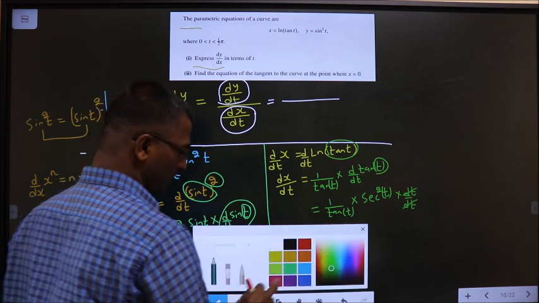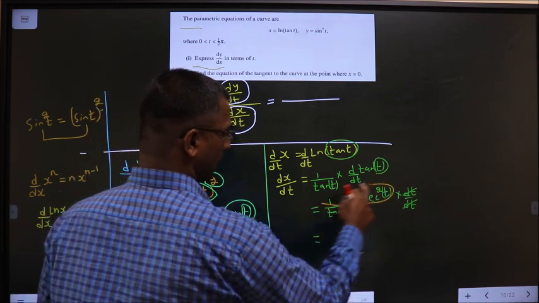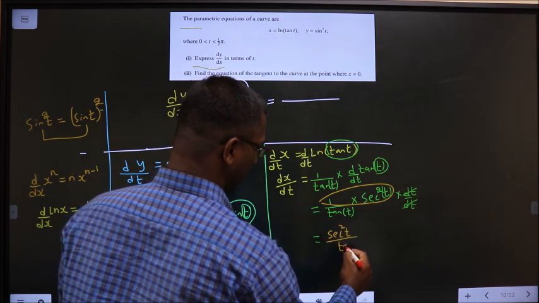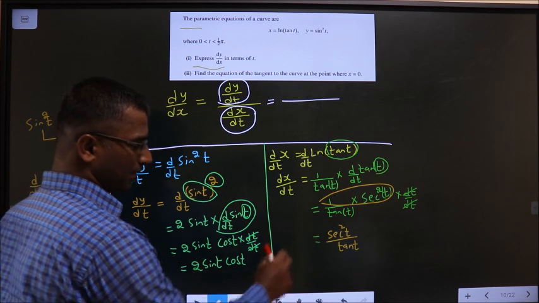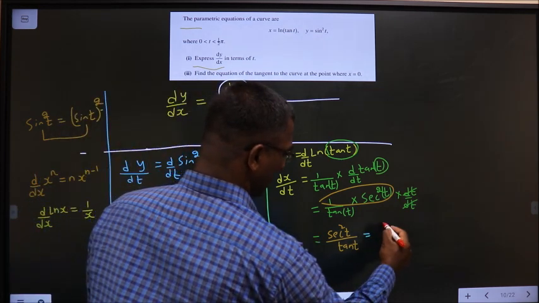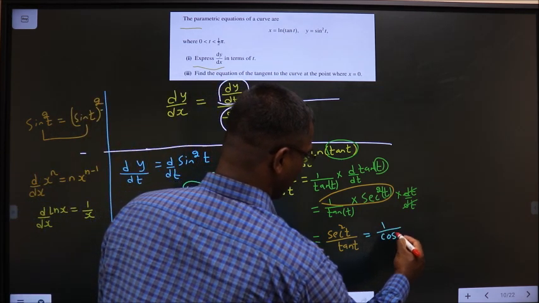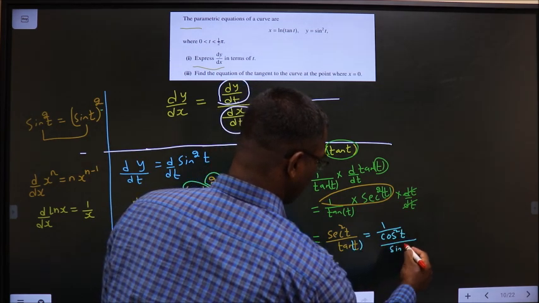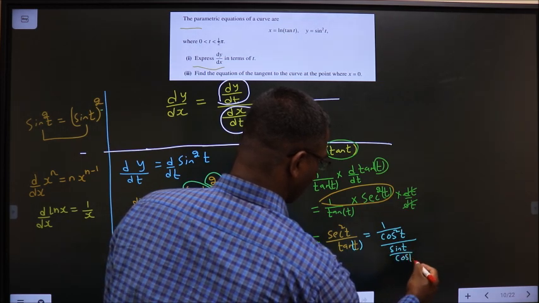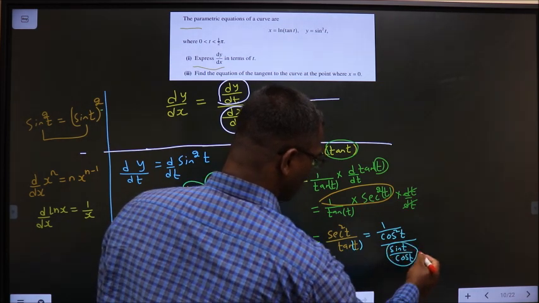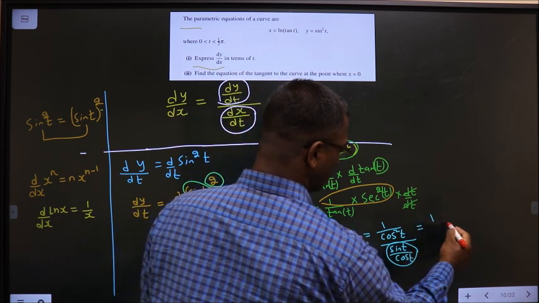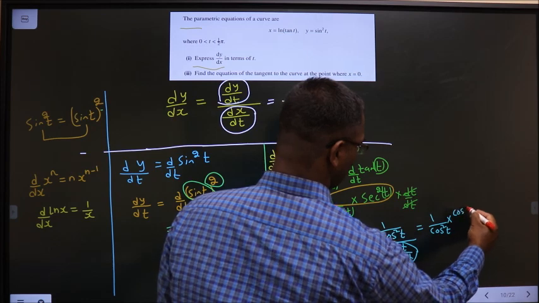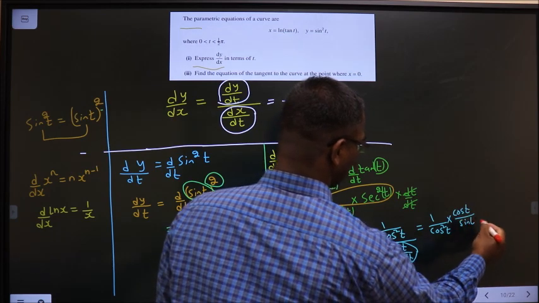Now 1 into secant square t is secant square t by tan t. Let us simplify this. Secant square t is nothing but 1 by cos square t. Tan t is nothing but sin t by cos t. Now when this goes up, it will get reciprocal. So 1 by cos square t into cos t by sin t.